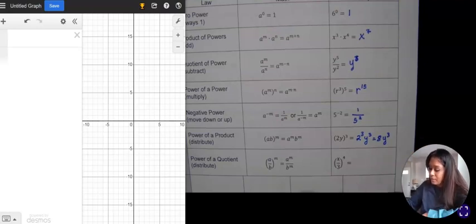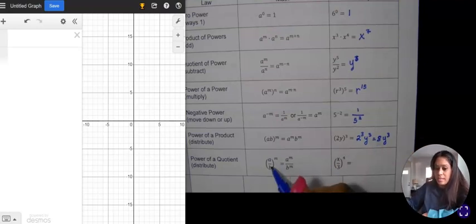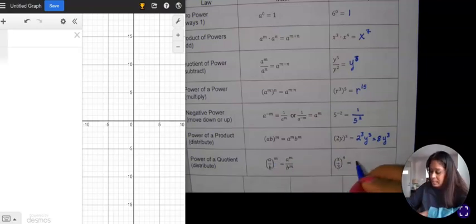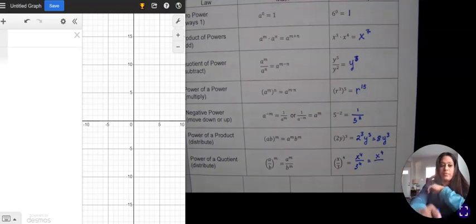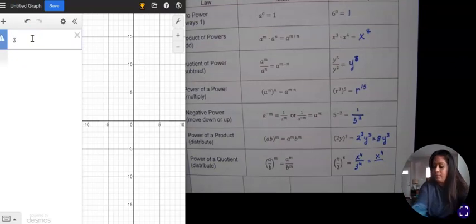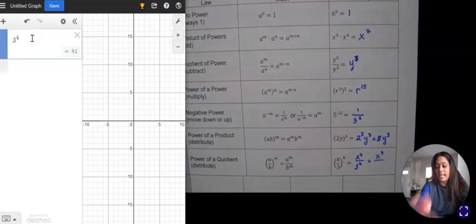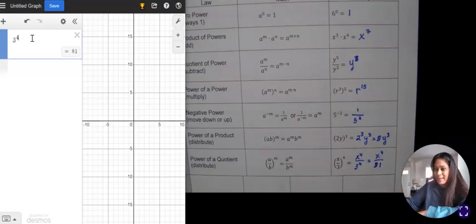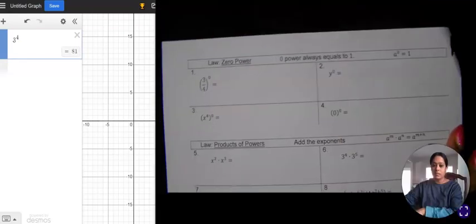And then the power of quotient, same type of thing. You're going to go ahead and distribute the powers here, the exponents. So this is x to the 4th over 3 to the 4th power. So x to the 4th stays x to the 4th. 3 to the 4th, let's see, I'm just going to put 3 to the power of 4. It's 81. That's that. Okay. All right.